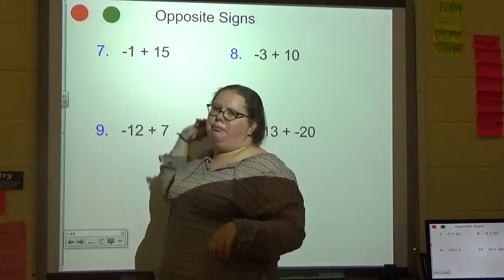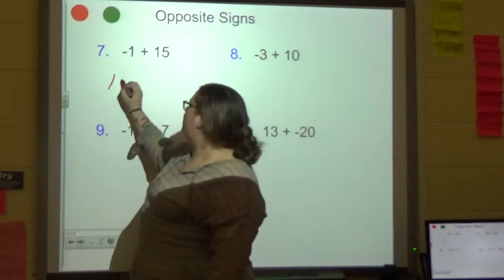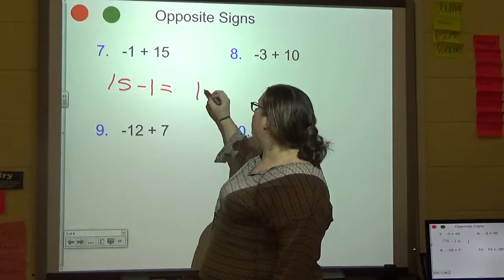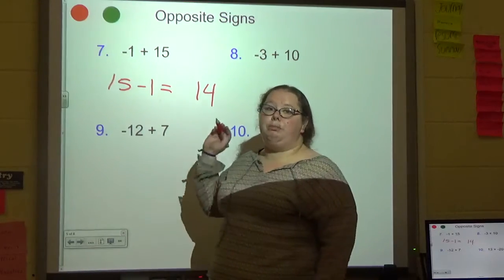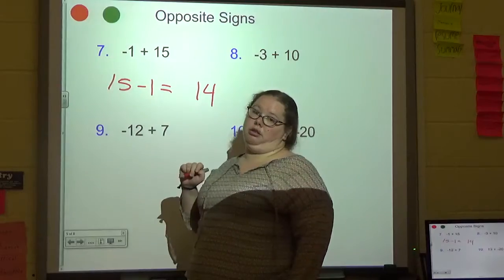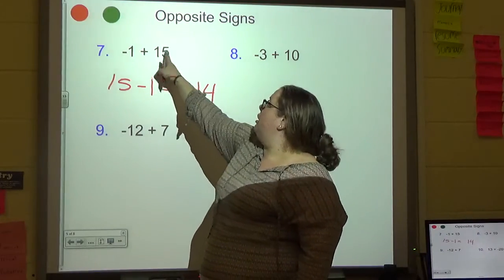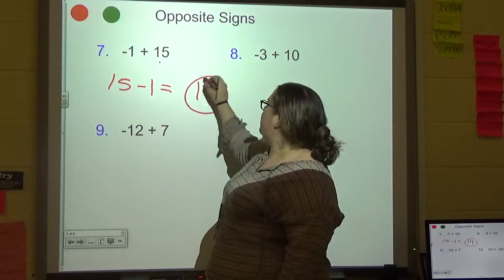So I'm going to just do the bigger one first. So 15 minus 1. 15 minus 1 is 14. Then check. Who's bigger? 15 or 1? 15 is our bigger number, so our answer is positive since 15 is positive. Done.